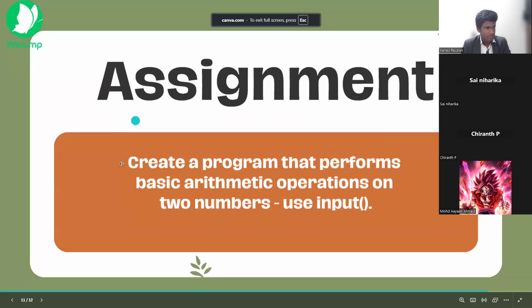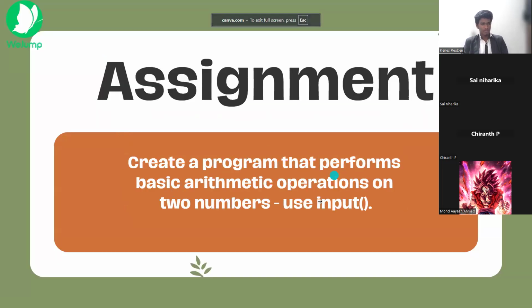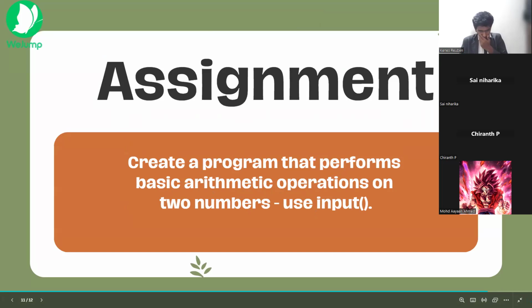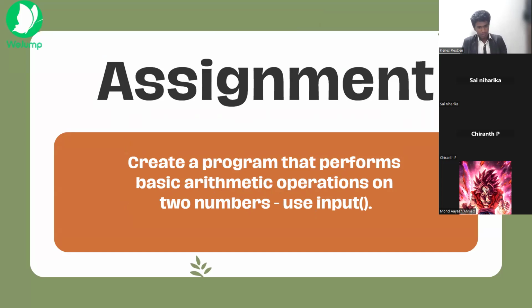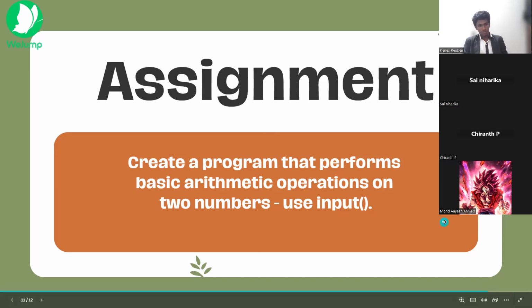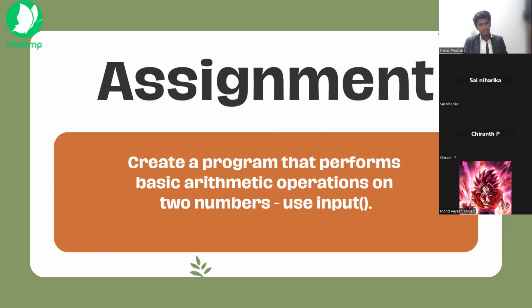Okay. So, assignment: create a program that performs basic arithmetic operations on two numbers. All right. So, you know about the basic arithmetic operations, right? Addition, subtraction, multiplication, all those basic ones. You take the input from the user. You can use X or Y. Then you take the input, then you do the calculations one by one. That's your assignment. If you have any confusions, since you're short of time, you can ask me on WhatsApp.